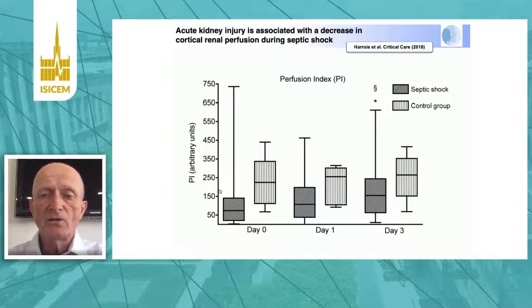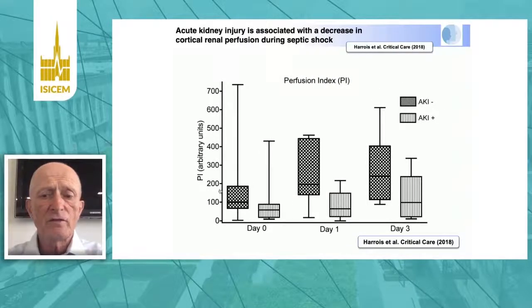And so clearly, in this study, in comparison to the control group, the microcirculation at the cortical kidney level was altered in septic shock, despite the fact that we have a restoration of macrocirculation. And also a very important result is that people who develop an acute kidney injury had a more severe alteration of microcirculation at the kidney cortex.